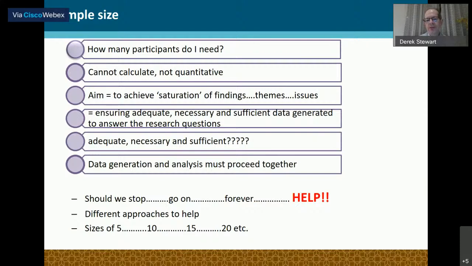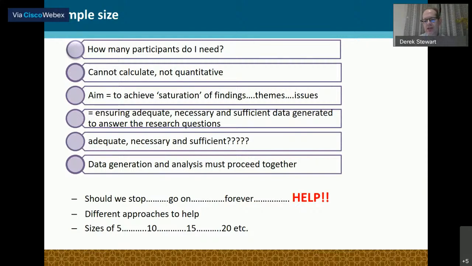So what we really are trying to do is ensure adequate, necessary, sufficient data to answer our research question. But those terms, adequate, necessary, and sufficient, are really difficult to measure, because how do you know it's adequate, necessary, and sufficient? So as I say, you're really looking for saturation and that nothing new is coming out, and you have to make that decision to stop. But you can see from that the data generation, how we're generating the data. And in qualitative research, you tend not to speak about data collection, because that almost implies the data are sitting there to be collected. We generate the data.